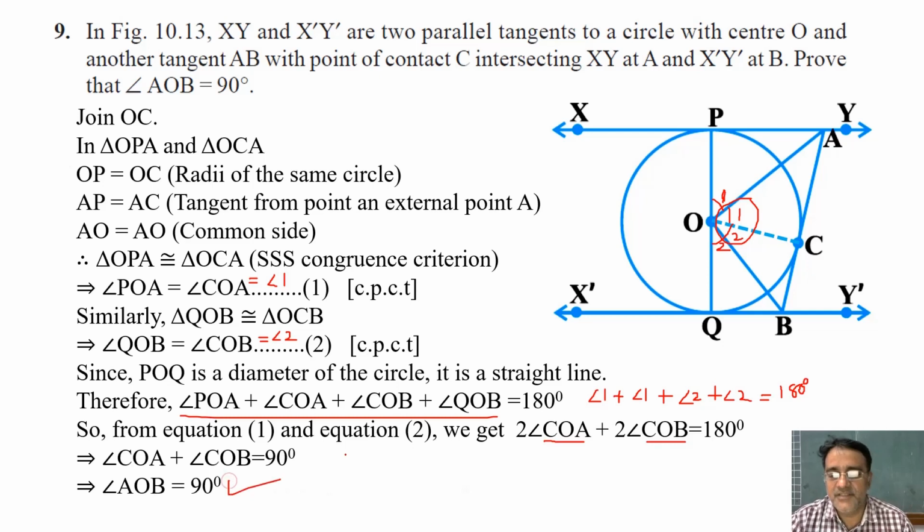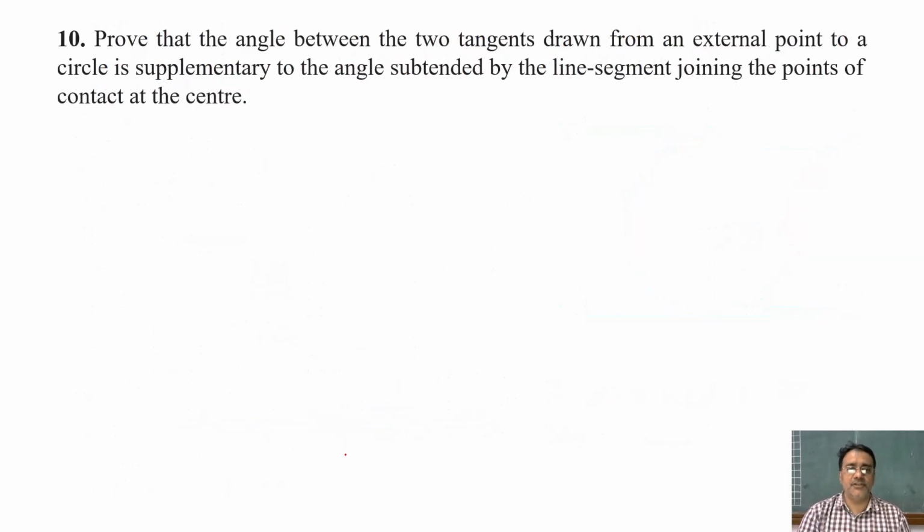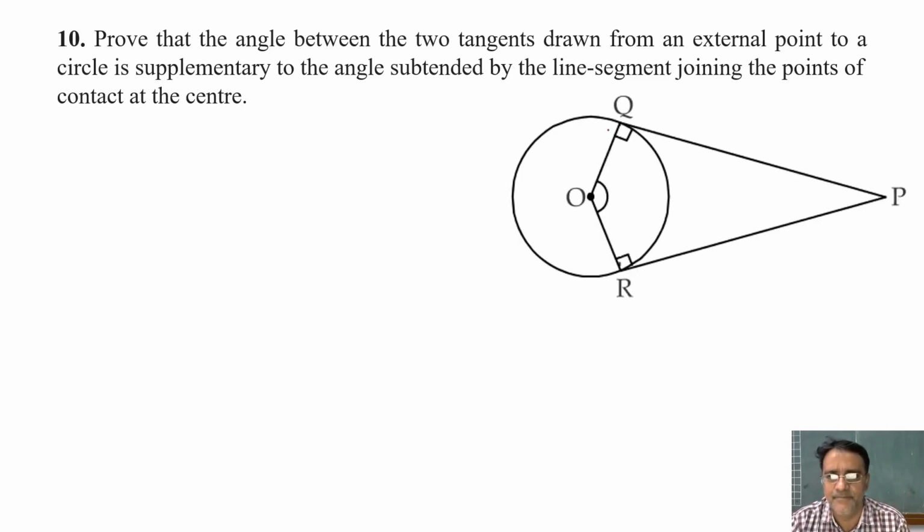So any doubt in this question? No, sir. Okay, now 10th question. Prove that the angle between the two tangents drawn from an external point to a circle is supplementary to the angle subtended by the line segment joining the points of contact at the center. बहुत लोगों को ये statement ही समझ में नहीं आता है. So angle between the two tangent means ये वाला angle है. Okay, and angle subtended by the line segment joining the points of contact means this angle. We have to show that these two angles are supplementary.